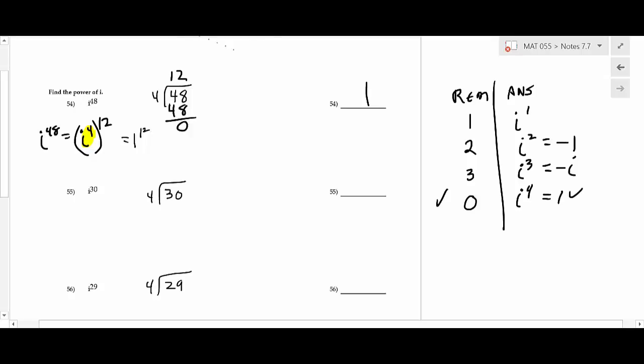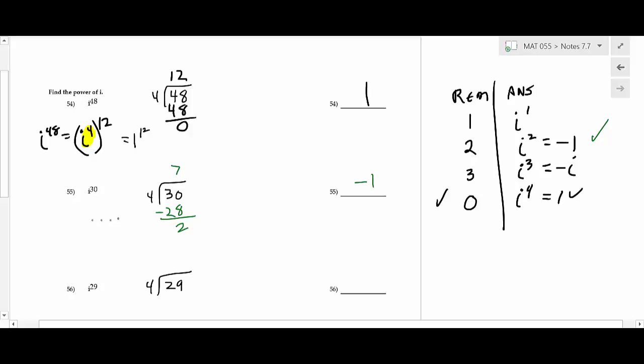Okay, so the next one's going to go like this. This goes in 7 times, and there's 2 left over. So if the remainder is 2, what's the answer? Look at my chart. It's -1. Problem done. That's it. Okay, because that's just i squared.